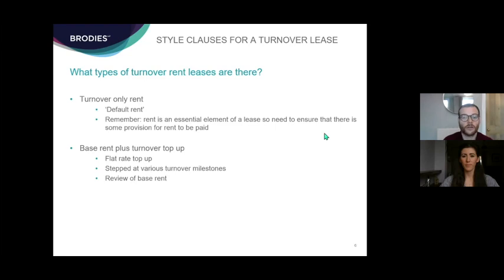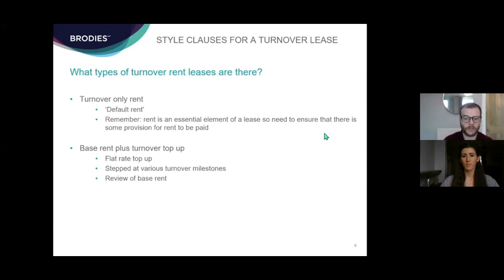How that's generally dealt with is that the rent will be set out at a nominal figure, and then the turnover provisions will either be contained in the lease or in a separate turnover agreement, which is personal to the tenant and which sets out how turnover is calculated.